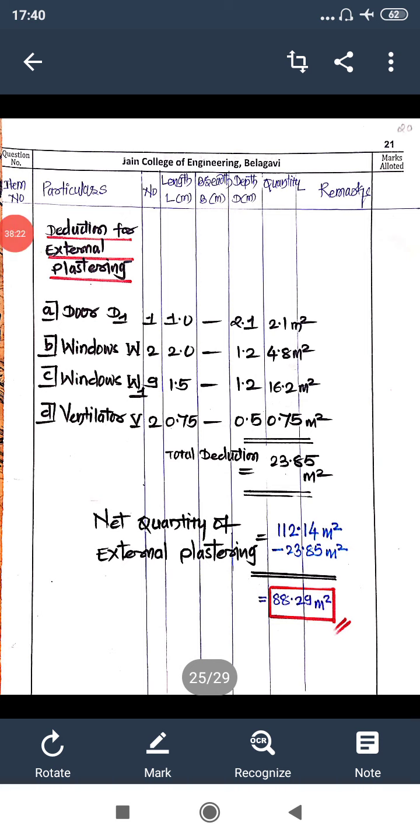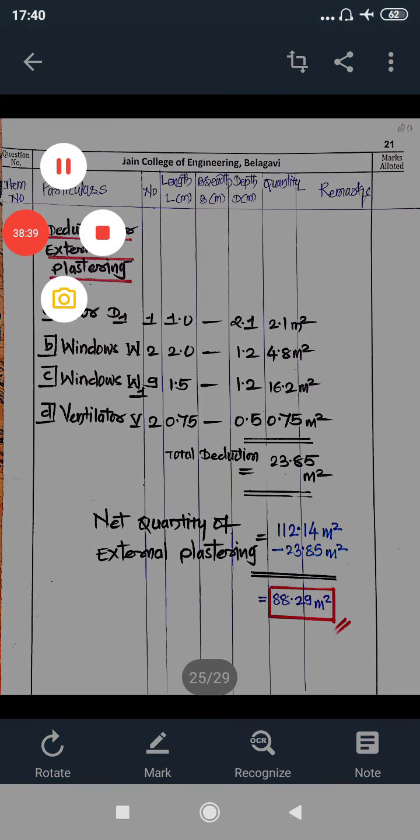Then I have to do the deduction for door D1. One number is there, the front door in the main wall. Then I'll be having windows, two windows. Then W1, 9 windows. Then ventilator V, 2 ventilators. So this much deduction I have to do for external plastering.